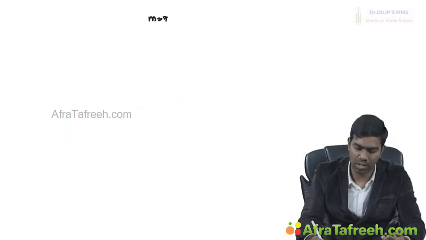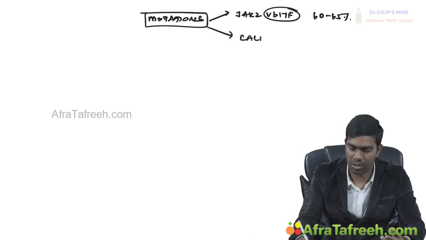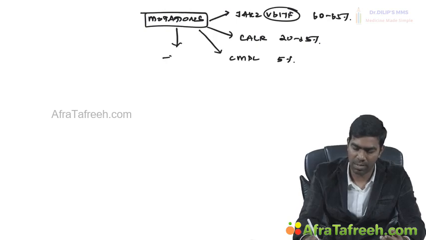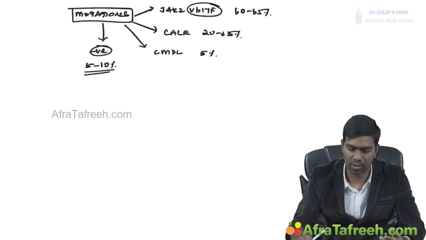So then, mutation analysis. Mutation analysis wise, there are 3 mutations that you can see. One is called the JAK2 V617F mutation, which is typically seen in 60 to 65% of the cases. And you can have CALR mutations, which can be seen in approximately 20 to 25% of the cases. And you can see the MPL mutations in 5% of the cases. Or it can be completely negative for mutations in 5 to 10% of the cases. Triple negative in 5 to 10% of cases, that is also possible.